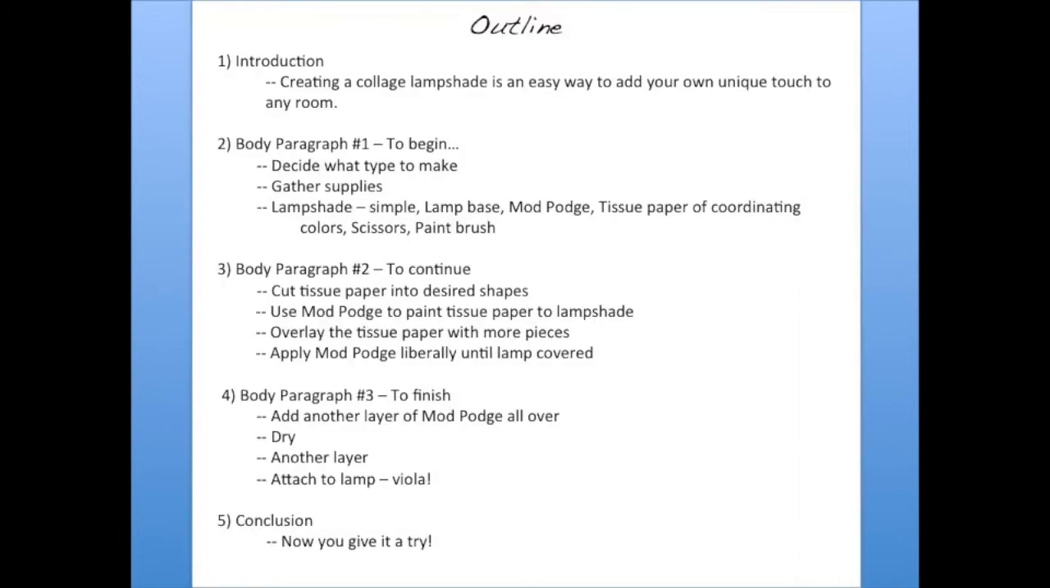Alright, so here's what my whole outline looks like. I've got 5 paragraphs. Number 1, an introduction. Number 2, a body paragraph. 3, body paragraph. 4, last body paragraph. And then 5, a conclusion. I've got my details listed below each one, so that way I know exactly what's going to go into each paragraph. So it's going to make writing really easy when we get to that point on Tuesday.